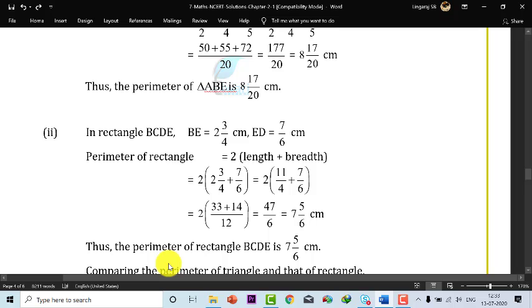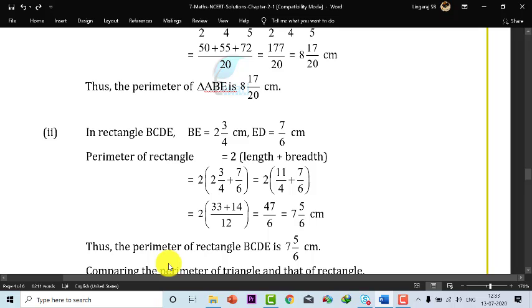So 2 into 11 by 4 plus 7 by 6. Then find the LCM for the denominators. The LCM for 4 and 6 is 12. Here 4 3s are 12, then 11 3s are 33, then 6 2s are 12, and 7 into 2 is 14. So find the sum of these numerators: 33 plus 14 is 47.